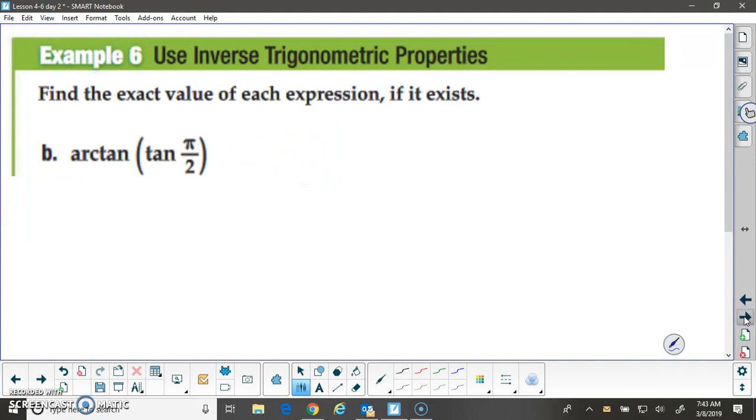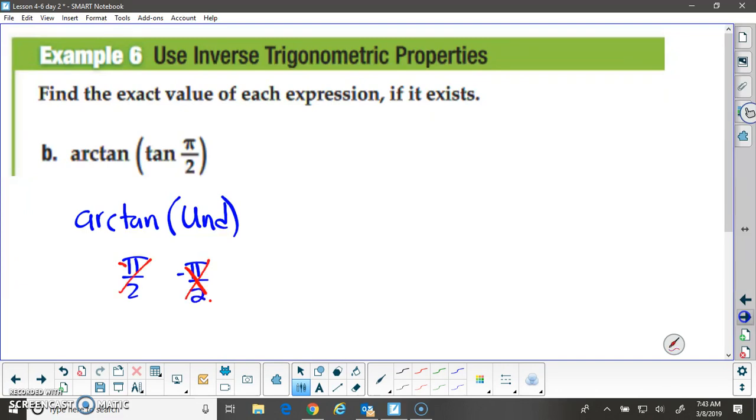If you look at this problem, same directions, find the exact value of each expression. It says arctangent, which just means tangent inverse, of tangent. In this case, they don't cancel each other because when it says arctangent of tangent of pi over 2, well, tangent of pi over 2 is undefined. And so if you do arctangent of an undefined value, there's two places on the unit circle where the tangent equals undefined, and that's at half pi and negative half pi. But we can't give either of those answers because the restricted domain for arctangent is greater than negative half pi, less than positive half pi, so our answer is no solution.